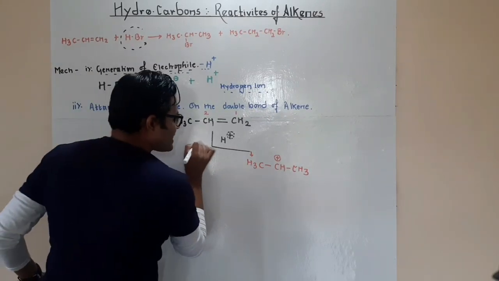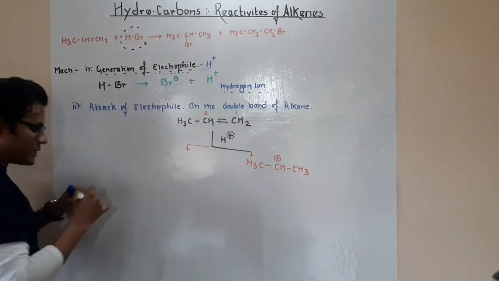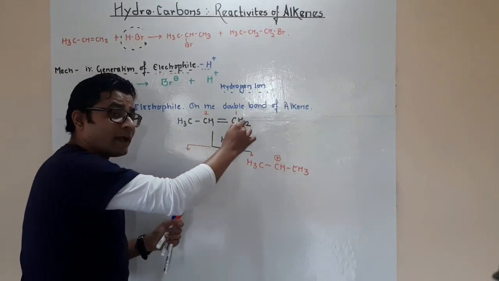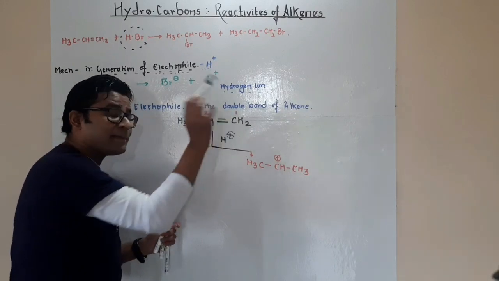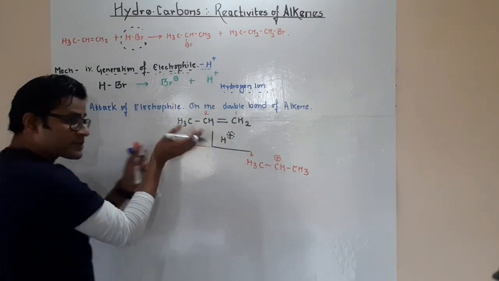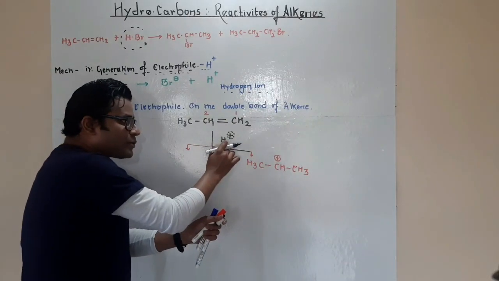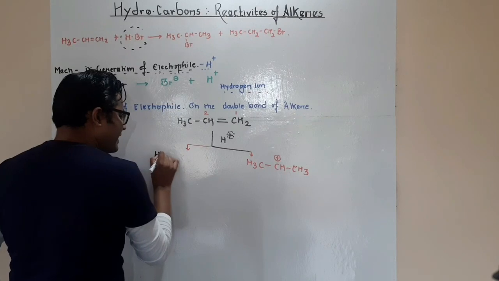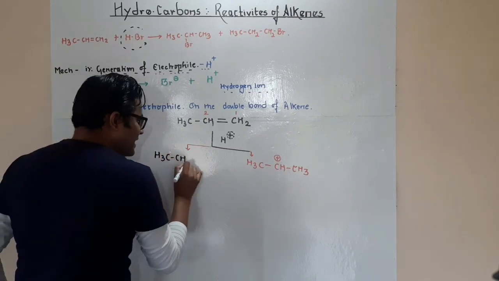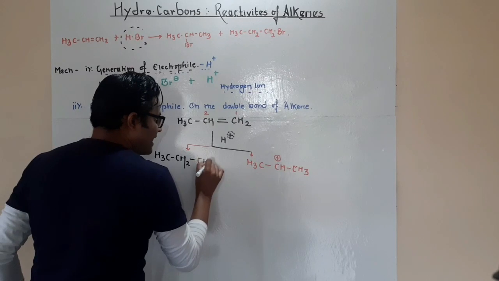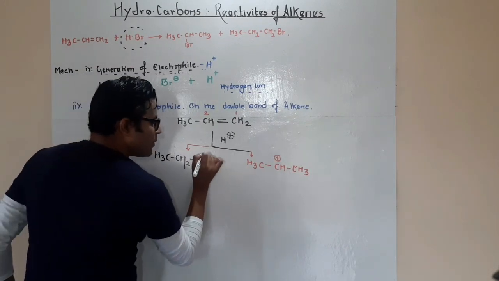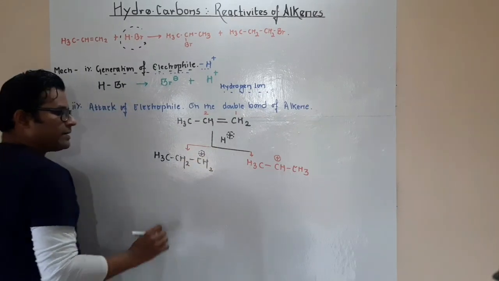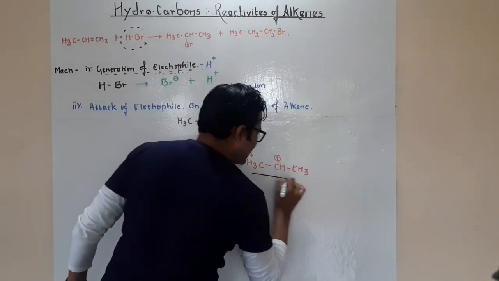Now, let us consider the second possibility. Try to understand. Here, the hydrogen had attacked carbon number 1. Now, let's reverse the process. So now, the hydrogen ion will attack carbon number 2. If it does the same way, we get CH3, CH2, CH2 with a positive charge. So we have two conditions here, 1 and 2.